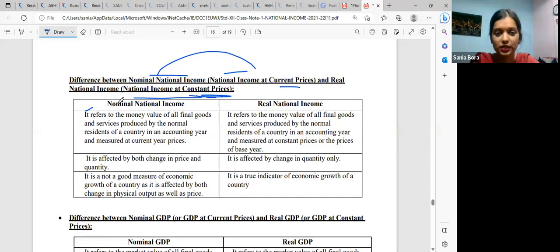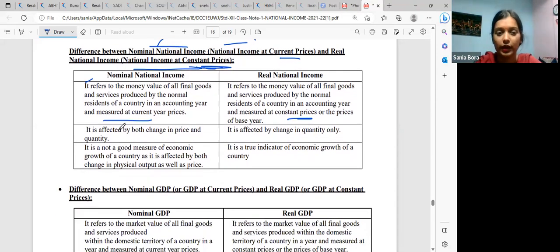Yes, ma'am. Okay. So nominal national income and real national income, or national income at current price or national income at constant price. Nominal refers to the money value of all the final goods and services produced by a normal resident of a country in an accounting year and measured at current year prices. The nominal, you already know, is always measured in current year prices. Real refers to the money value of all the final goods and services produced by a normal resident of a country in an accounting year and measured at a constant price, or the prices of the base year. Clear?